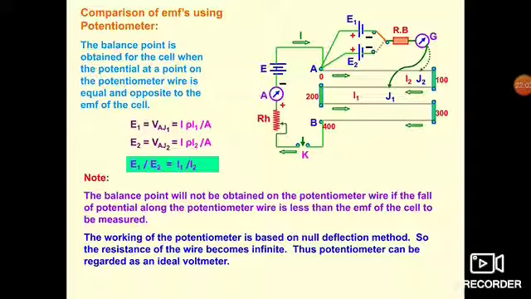One more thing is there: potentiometer working is based on null deflection. It means it will not draw any type of current through it, whereas a voltmeter draws. Practically it draws, but ideally it shouldn't draw. But a voltmeter draws the current. That's why whatever voltage is shown by the voltmeter is not so exact as compared to the potentiometer.